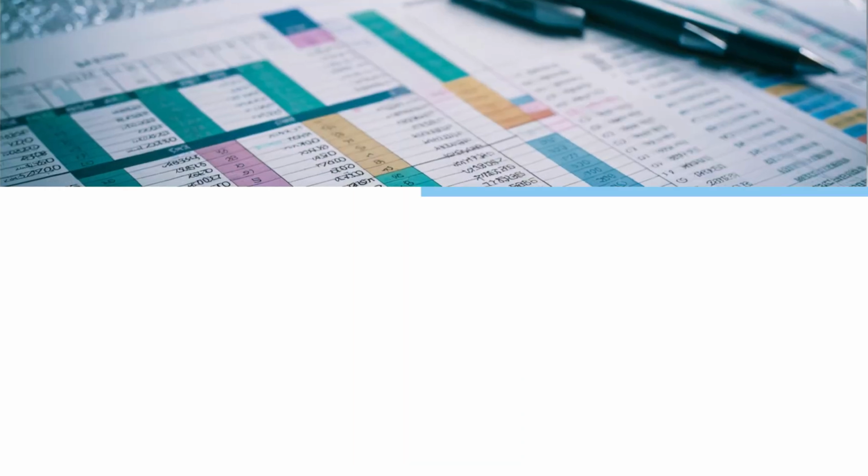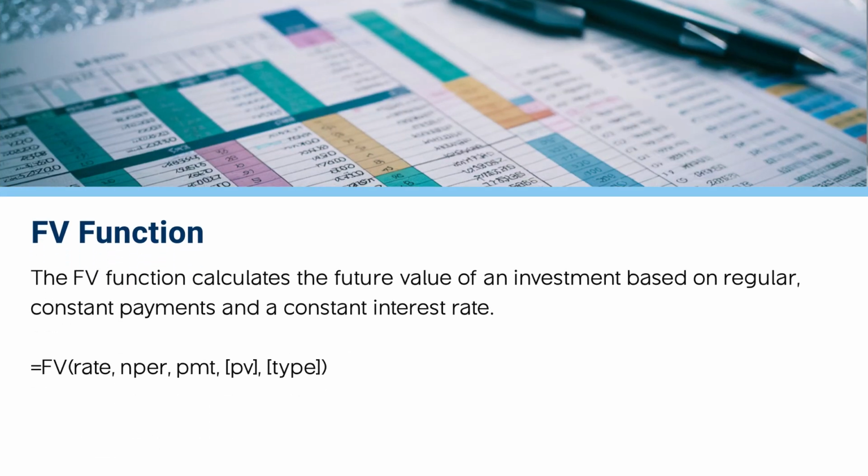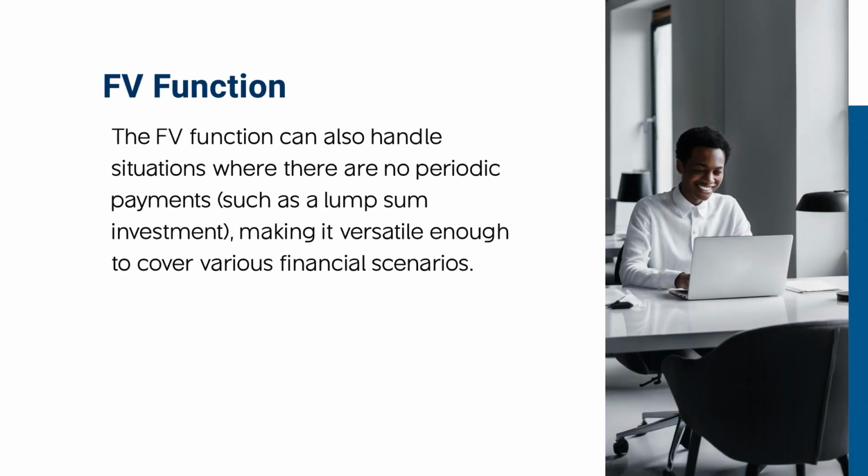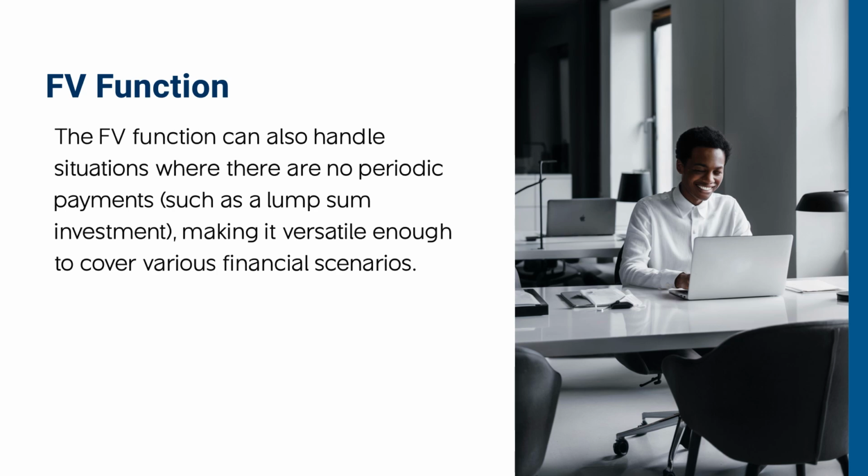The FV function calculates the future value of an investment based on regular, constant payments and a constant interest rate. This makes it particularly useful for planning savings goals, retirement funds, or any situation where you want to forecast the value of your investments over time. The FV function can also handle situations where there are no periodic payments, such as a lump sum investment, making it versatile enough to cover various financial scenarios.